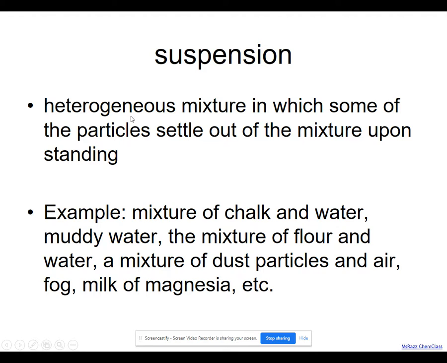Then you have a suspension. This is a heterogeneous mixture, which means we can see the different little pieces of it, in which some of the particles settle out of the mixture upon standing. So it separates. An example of this is lemonade. If you leave lemonade sitting there for a long period of time, you will get the sugar settling to the water. If you use real lemonade, like real lemons to make it, you would see pulp settle at the bottom and things like that. So, for example, you have a mixture of chalk and water. You have muddy water, mixture of flour and water, dust particles in air, those little bitty things that swirl around, fog, and milk of magnesia.